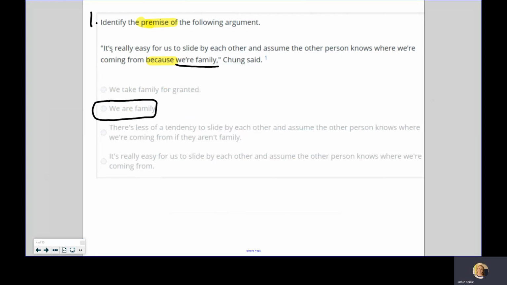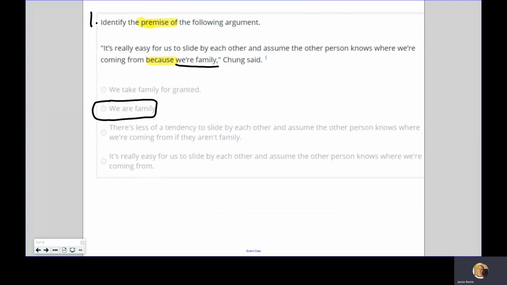The conclusion would be the other part of the sentence. It's really easy for us to slide by each other and assume the other person knows where we're coming from. So that is a result of the fact that these people are a family. Right, so the premise is the assumption or the hypothesis, and the other part of the sentence is the conclusion, the part that follows from the premise.